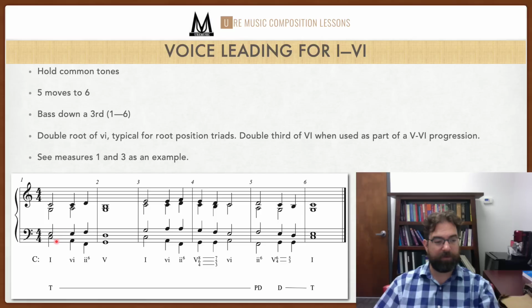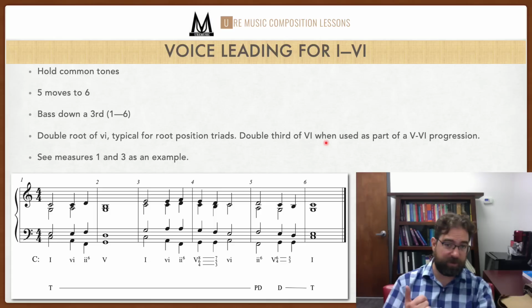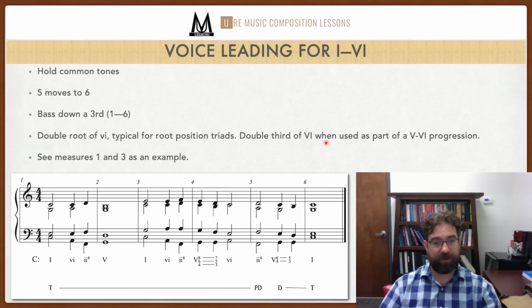We also double the root of the 6 chord. So in this case, you've got your A here and your A here. This is pretty typical when they're in root position. If they're in inversion, which we don't have any examples of here that I can see, you would double the third of the 6 chord. And we'll talk more about this when we get to the deceptive cadence. But typically, if you don't double that third, you've got a few problems that result. And they typically result in parallel fifths or parallel octaves. And we'll get into more detail on that when I actually talk about the deceptive progressions and cadences.